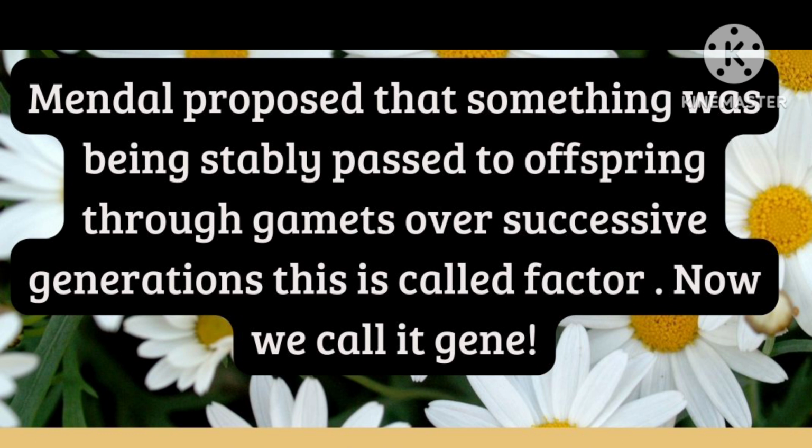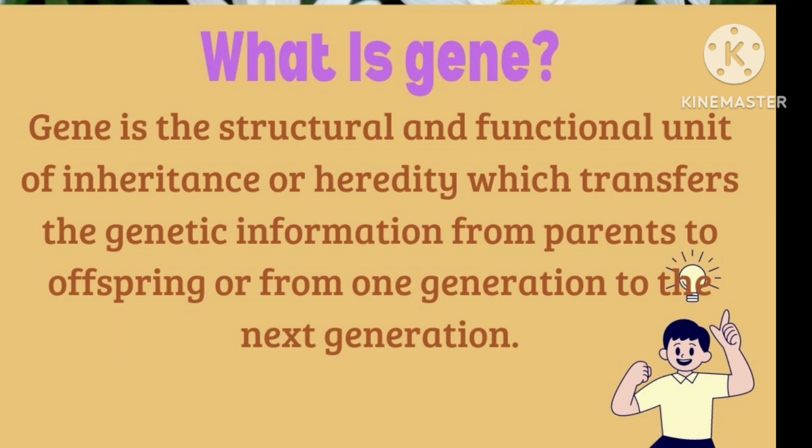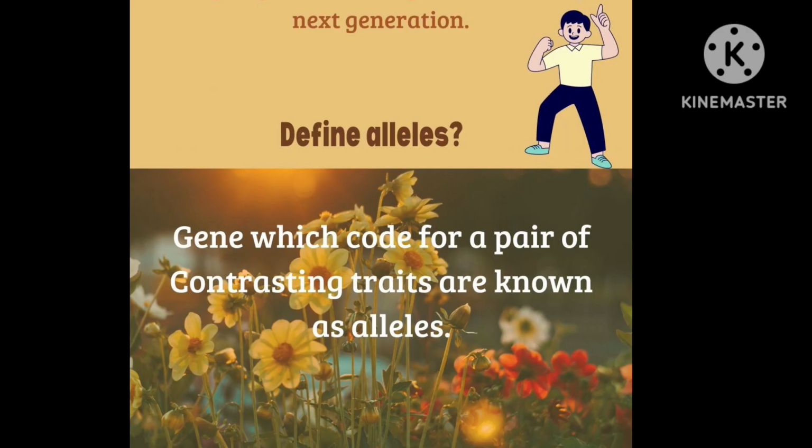Based on these observations, Mendel proposed that something was being stably passed down unchanged from parents to offspring through the gametes over successive generations. He called it a factor. This factor is now known as a gene. A gene is therefore a unit of inheritance that contains all the information required to express a particular trait in an organism. Genes which encode a pair of contrasting traits are called alleles, and they are slightly different forms of the same gene.